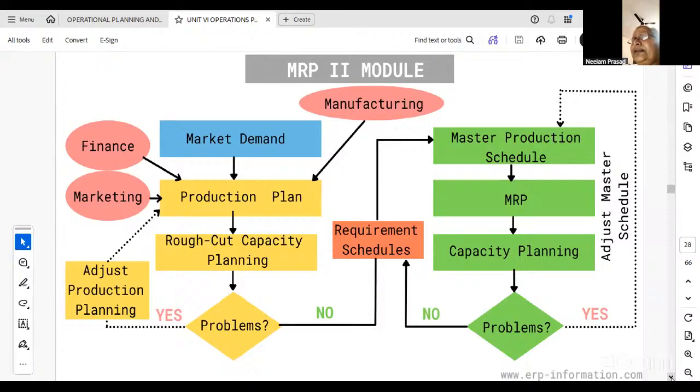MRP1 है वो. Capacity planning, problems, adjusted master, if there are some problems, yes, there is a problem. यदि नहीं है तो required schedule पर जाओ, नहीं है तो you have to adjust to it. So this is my MRP2, which is one step ahead of MRP1, where it was only focusing on manufacturing. Here it is also focusing on other functional areas which will be helping them in doing the manufacturing.